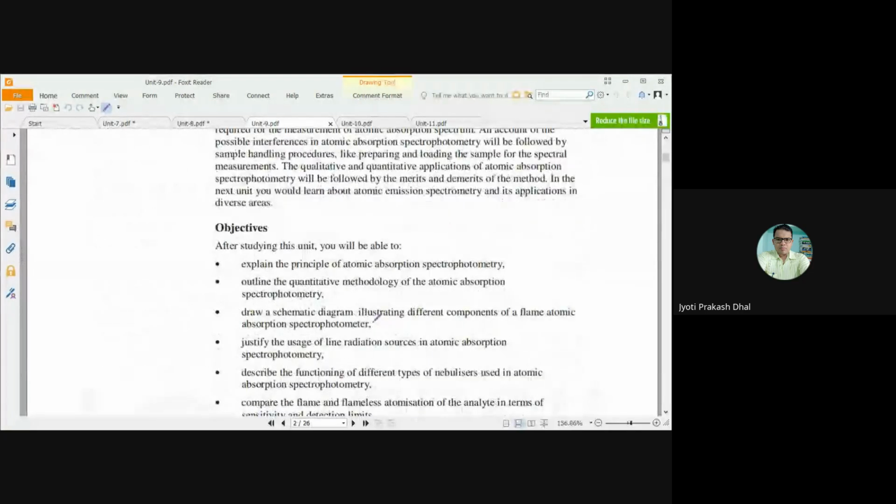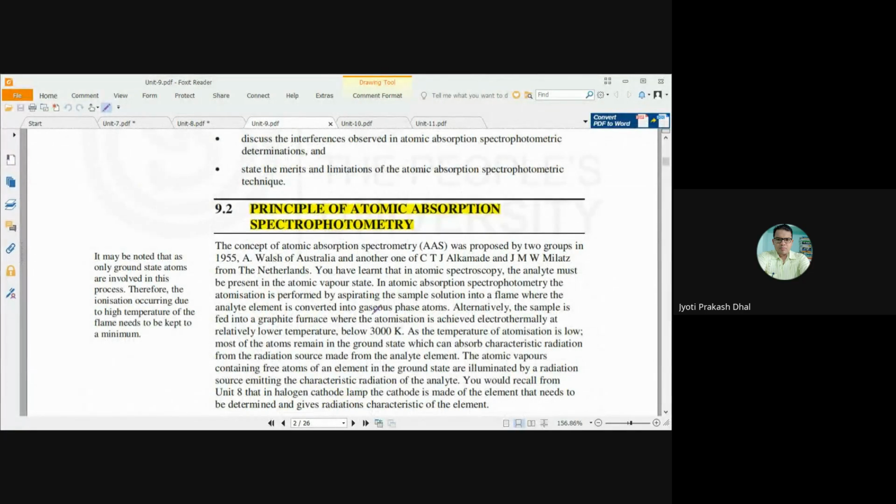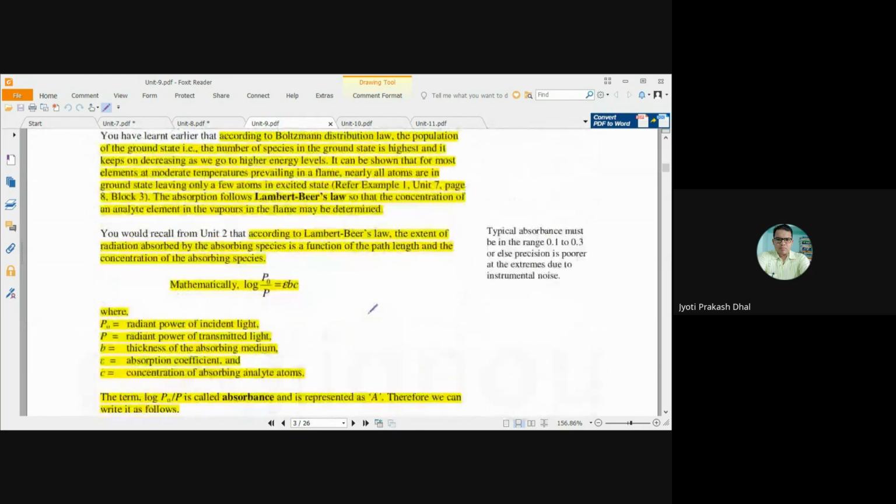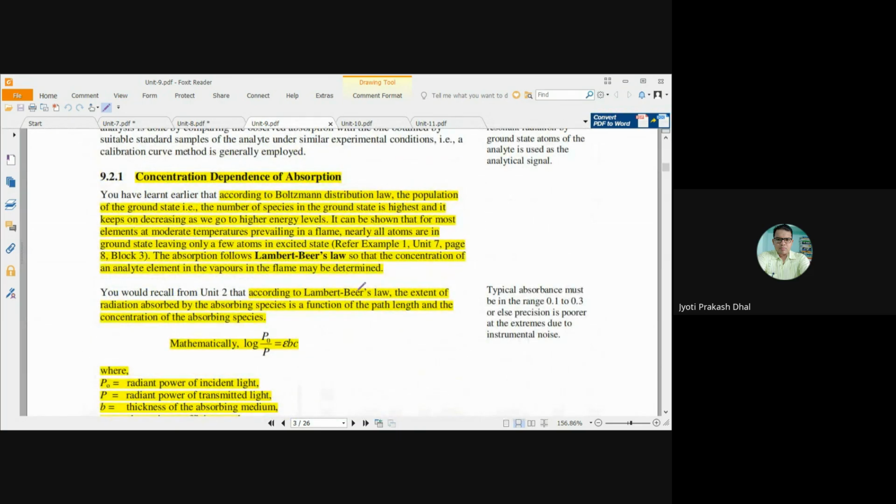Now coming to the principle of atomic absorption spectrometry, AAS. According to Boltzmann distribution law, the population of the ground state, that is the number of species in the ground state, is highest and it keeps on decreasing as you go to higher energy levels. It can be shown that for most elements at moderate temperature in the flame, nearly all the atoms are in the ground state, leaving out few atoms in the excited state.